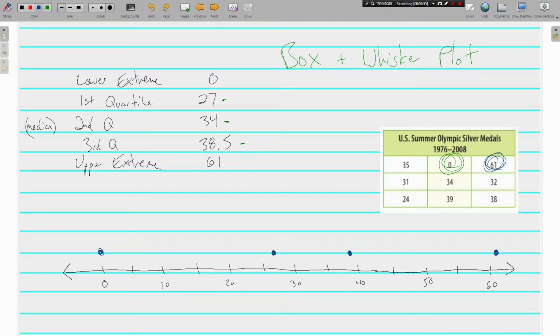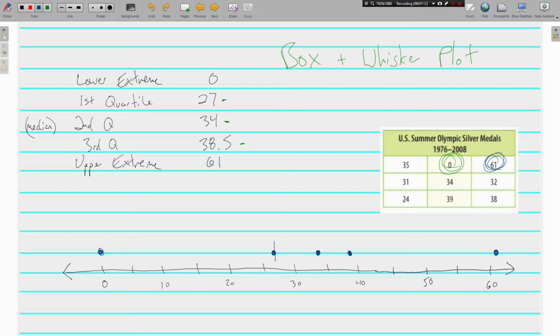And did I forget something? Oh, the second quartile. Whoops. Second quartile is at 34, which is right there. Okay? These 5 points allow us to make a box and whisker plot. Well, we need a box and we need whiskers.